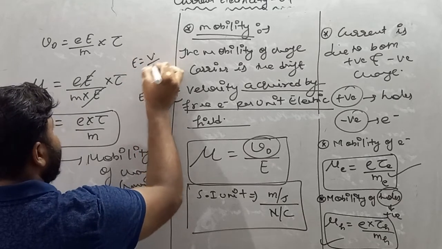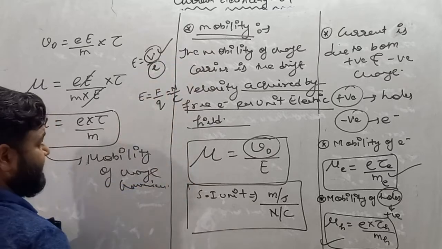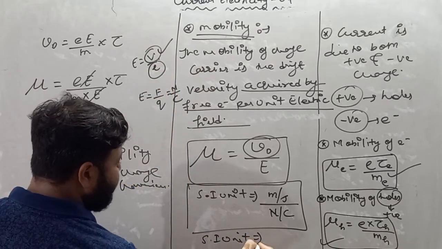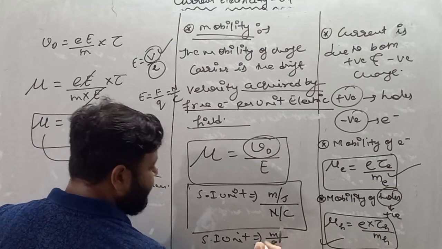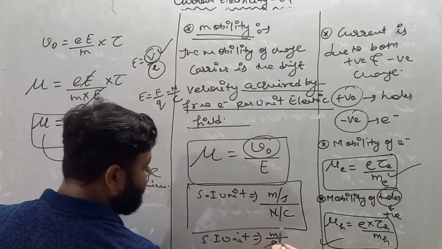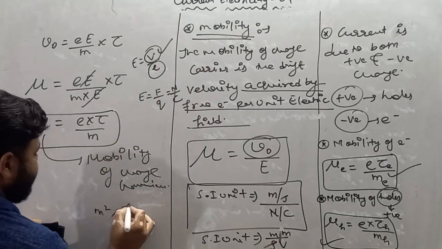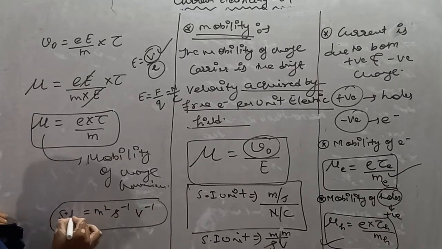One more formula of electric field is E = V by L. V is voltage, that is volt, and L is length, that is meter. So the SI unit of mobility can also be written as meter per second over volt per meter. So it is meter square second inverse volt inverse. This is also the SI unit of mobility.